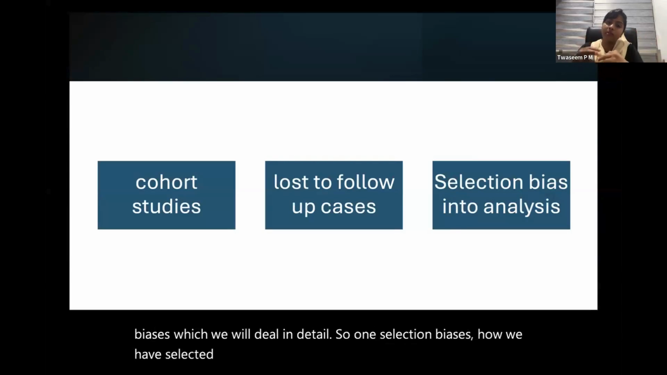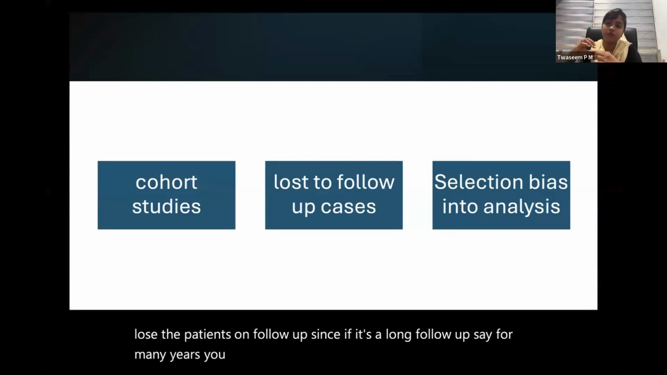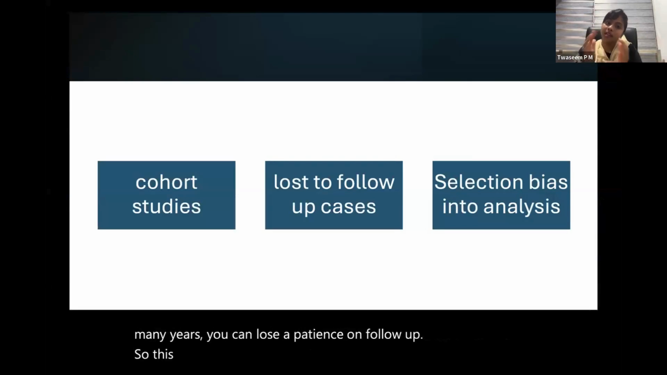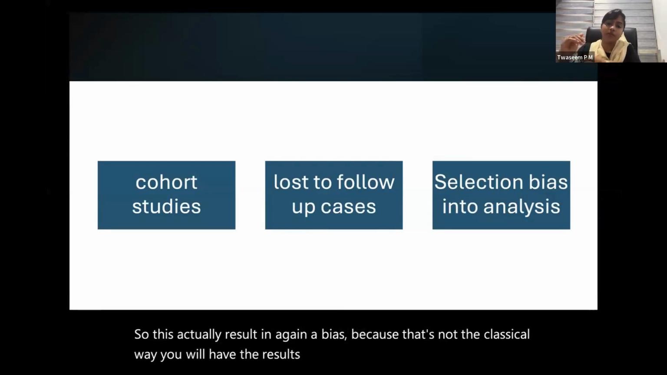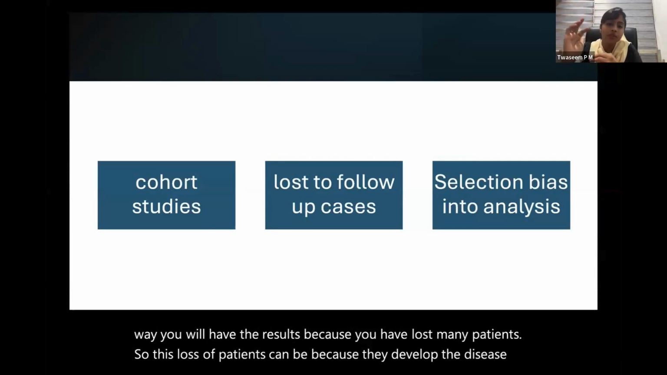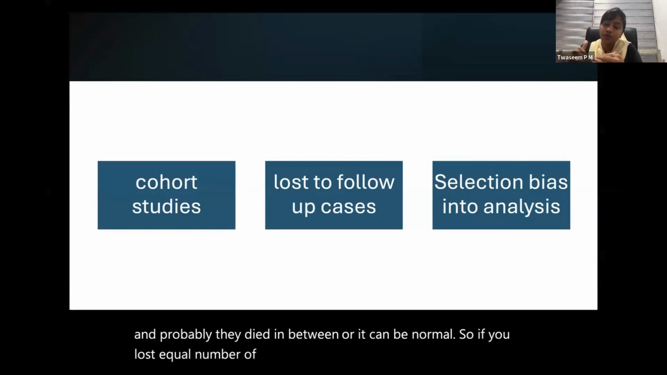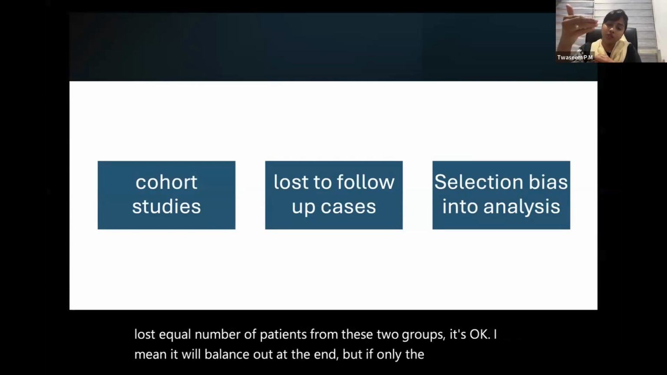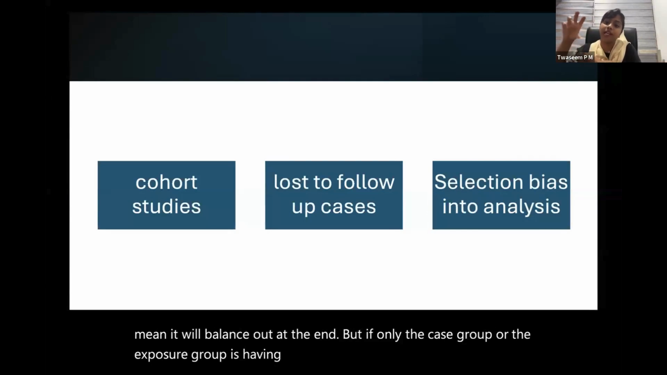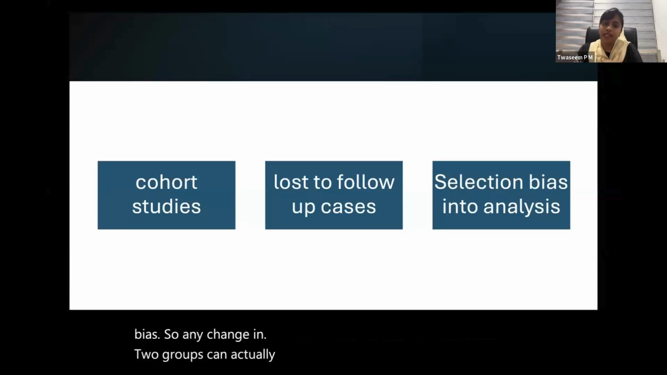Again, in cohort studies, what can happen is you can lose patients on follow-up. If it's a long follow-up, say for many years, you can lose patients. This again results in a bias, because that's not the classical way you will have the results, since you have lost many patients. This loss can be because they developed the disease and probably died in between, or it can be normal. If you lose an equal number of patients from these two groups, it's okay. It will balance out at the end. But if only the case group or the exposure group has more loss to follow-up, that can result in a bias. Any change in these two groups can result in this bias.